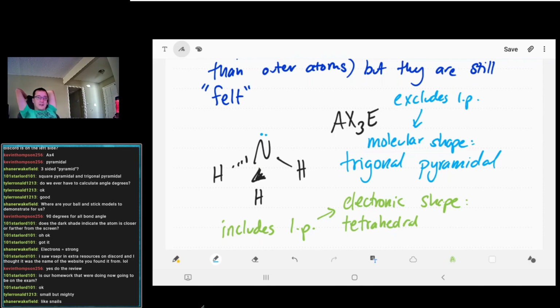All of this is on the chart, by the way, in Discord if you want to look ahead. Instead, it's just separating it by number of lone pairs. So it's going to be the same stuff that we're going to talk about, just arranged a little bit differently.